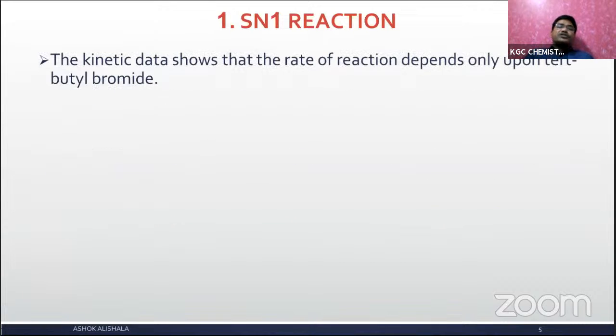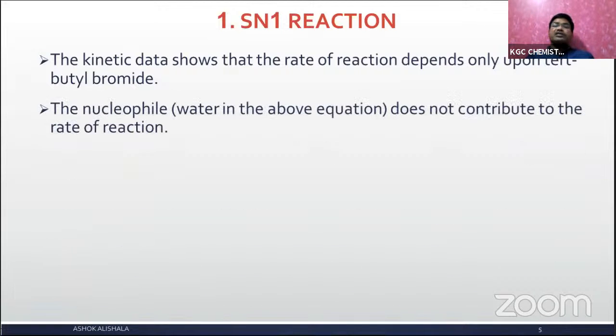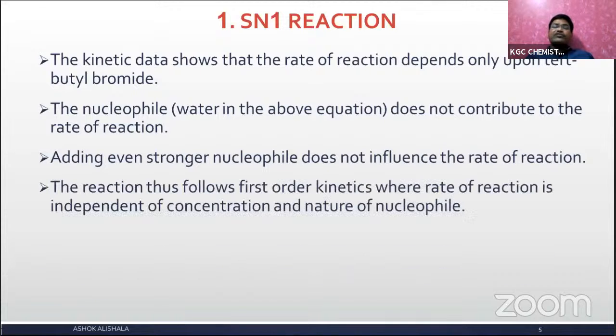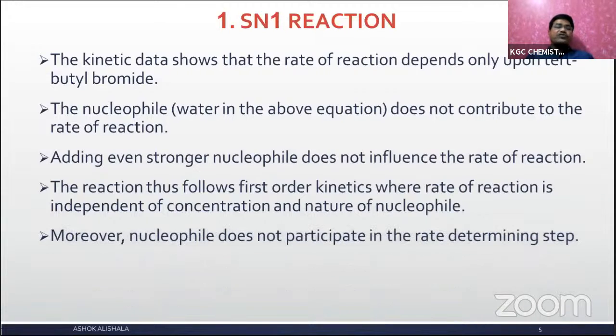The kinetic data shows that the rate of the reaction depends only on the tertiary butyl bromide. It does not depend on the concentration of the nucleophile. The nucleophile water in the above equation does not contribute to the rate of reaction. Adding even a stronger nucleophile does not influence the rate of reaction. The reaction thus follows first order kinetics, where the rate of reaction is independent of the concentration and nature of the nucleophile.